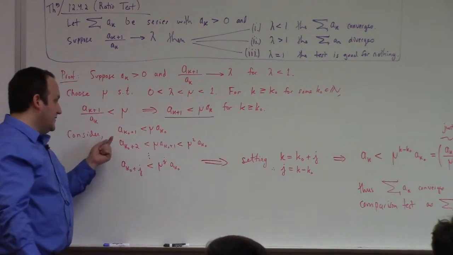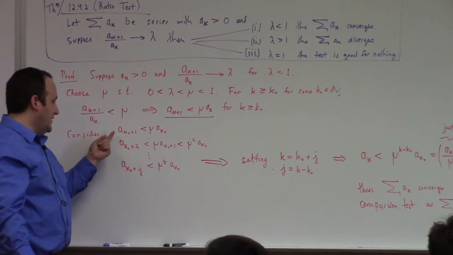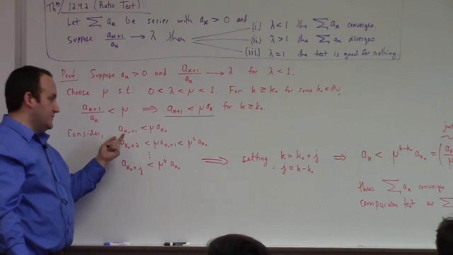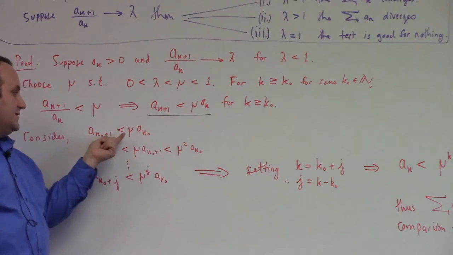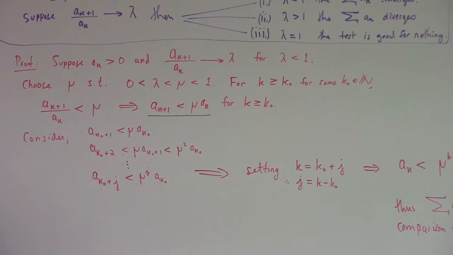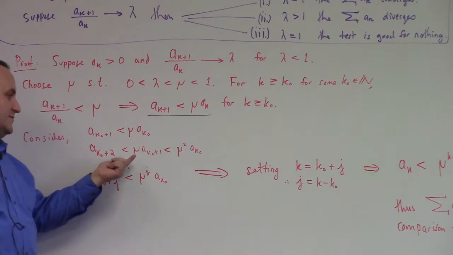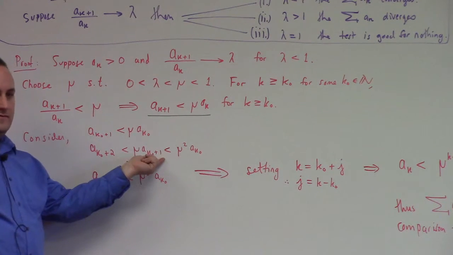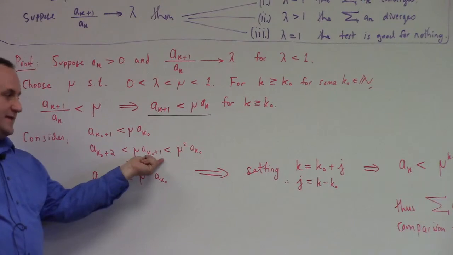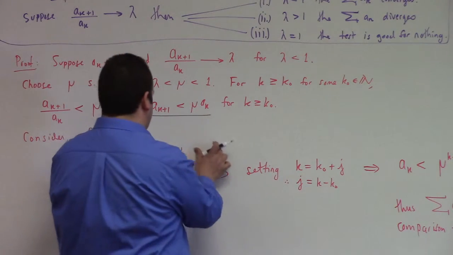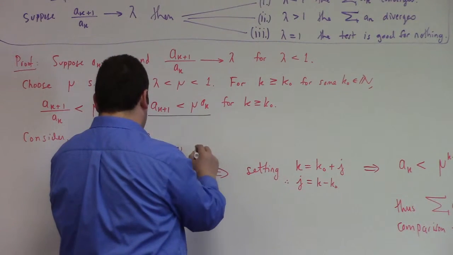Consider then that we have, in the case k equals k naught, well, we get this. A sub k naught plus 1 is less than mu times a sub k naught. What happens when you look at k naught plus 2? A sub k naught plus 2 is less than mu times a sub k naught plus 1, right? But that is less than what? Here, I'll put in an extra step, since I like you guys.